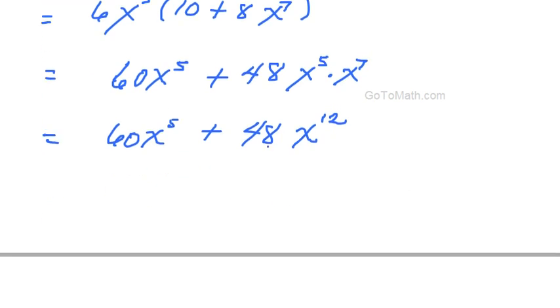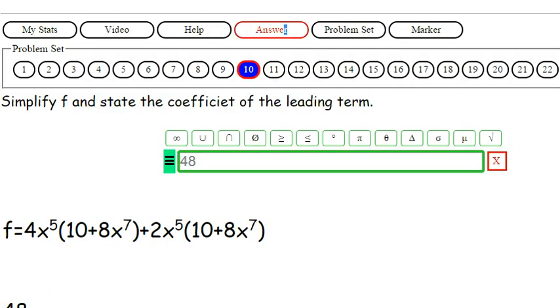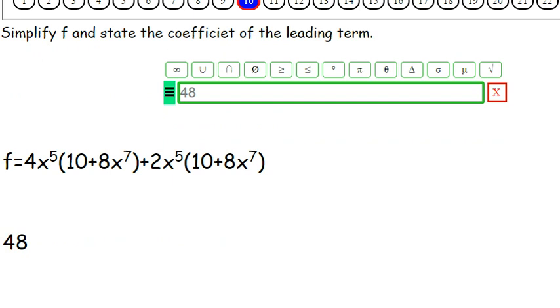Standard form means we write the term with the largest exponent first: 48x to the 12th plus 60x to the 5th. This is the leading coefficient, and this is the degree of the polynomial. The degree is 12 and the leading coefficient is 48. It's asking for the coefficient of the leading term, and that's 48. Click answer there. Okay, that ends this section.